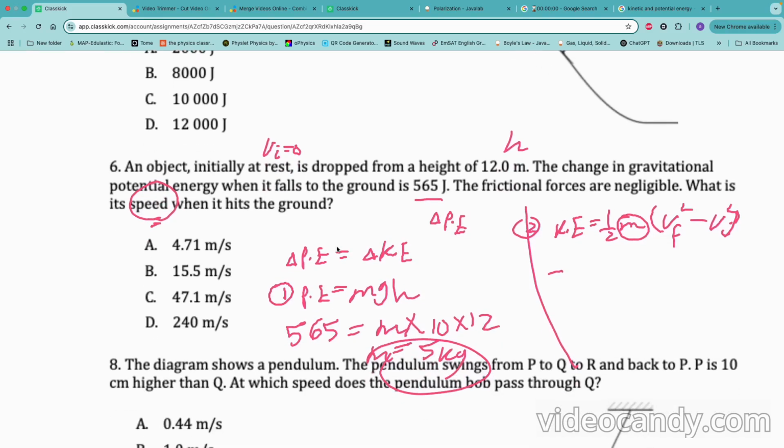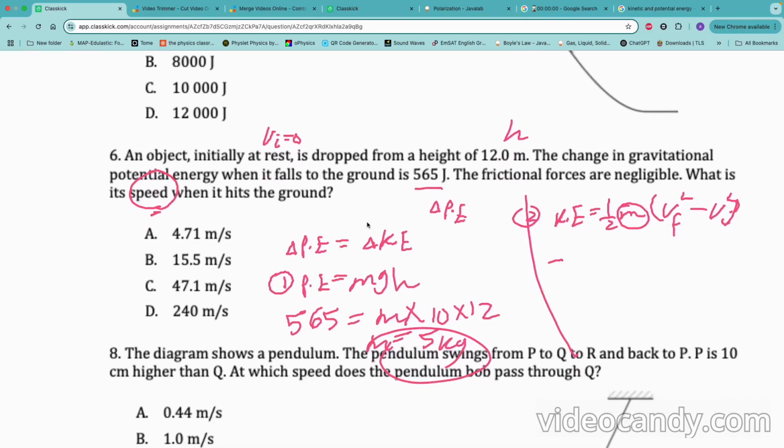We have no space. Let me just, okay, I'll try to make it. So kinetic energy is equal to potential energy, which is 565, equals half times the mass we just calculated, times Vf squared minus Vi squared. Vi is 0. We need to find Vf using the calculator. So it gives Vf of 15 meters per second, which is option B.